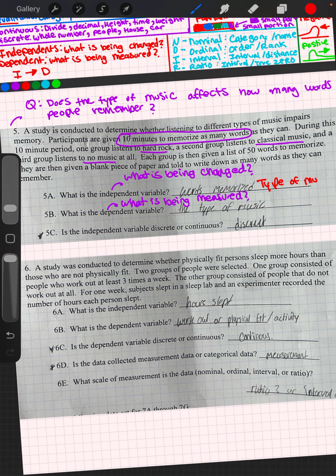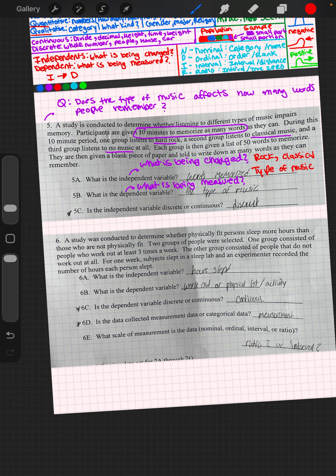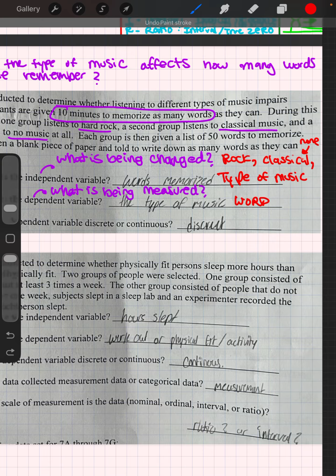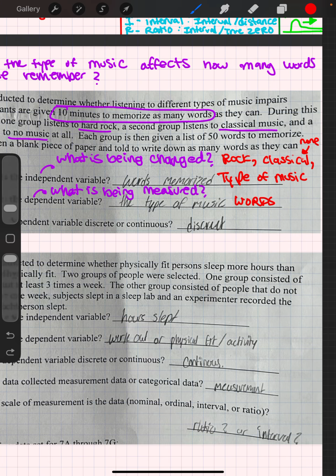Type of music, because they have rock, classical, and none. What's being measured is the words. Words memorized.